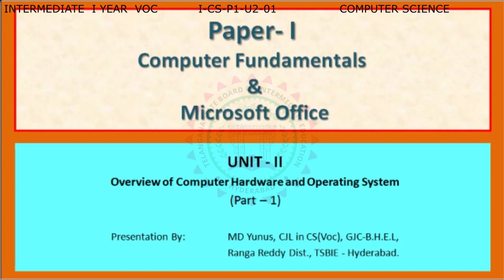Today we are going to learn about Computer Science first year Paper 1, Computer Fundamentals and Microsoft Office. Under this we are going to discuss Unit 2, Overview of Computer Hardware and Operating System. Unit 2 consists of two parts. So we'll see the first part here.